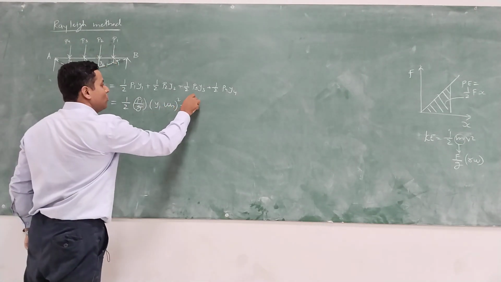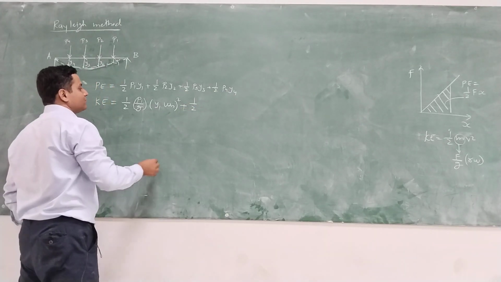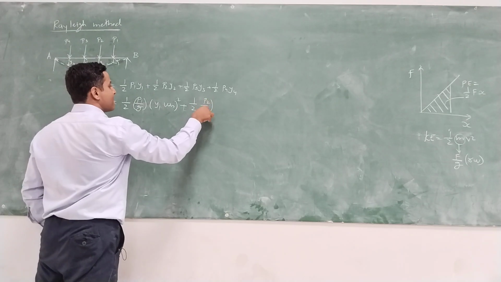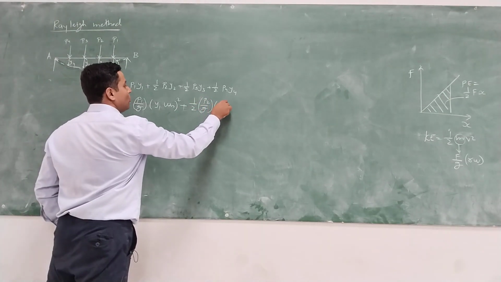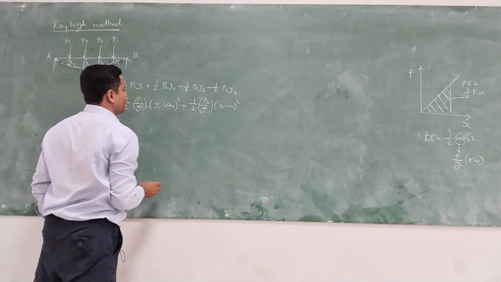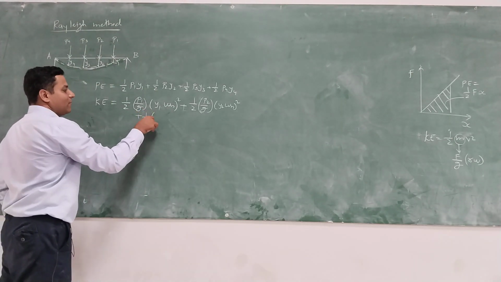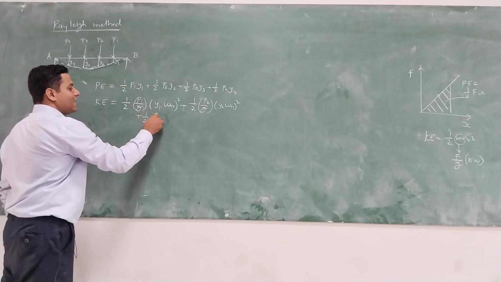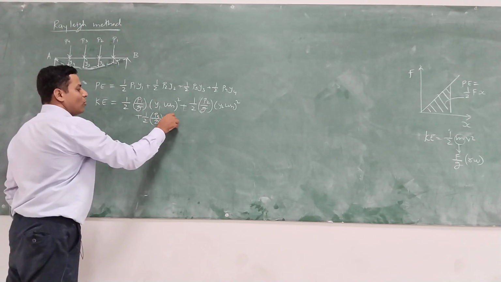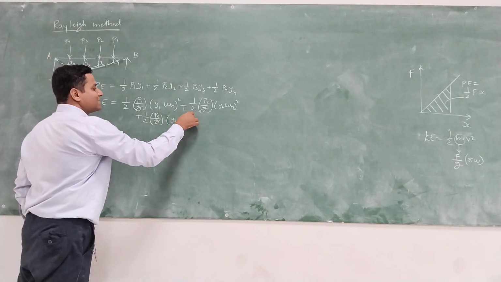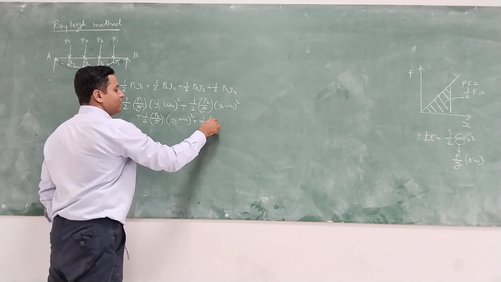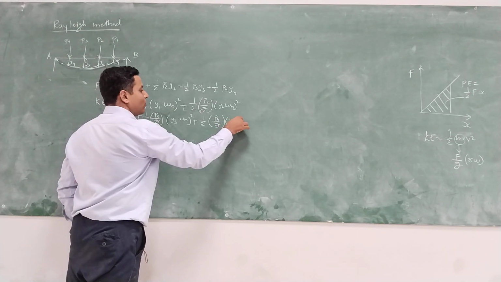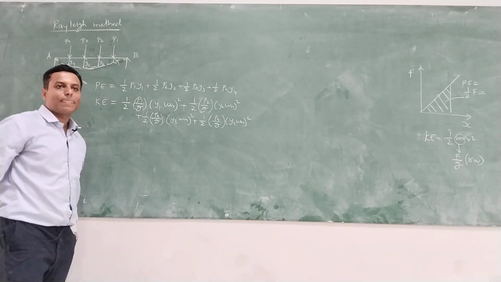If I write for 2, 1/2 P2 by g y2 omega n square plus 1/2 P3 by g y3 omega n square plus 1/2 P4 by g y4 omega n square.